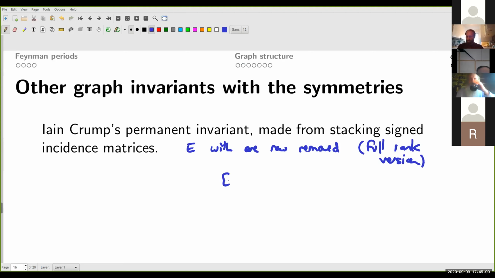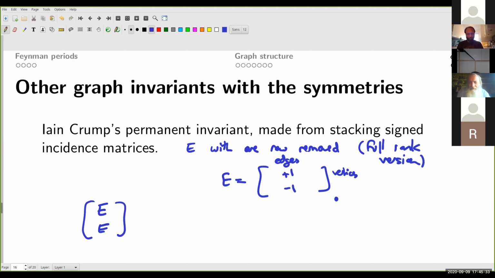So what is that? E is, remember these are edges, and these are vertices, except there's one extra vertex that we've removed. And what do you do? You orient all the edges, you put a +1 for one end, a -1 for the other end, and zeros everywhere else. And then if you do that, you could stack these up to make a square matrix. So for the sort of graphs we've been talking about a lot that are 4-regular but with 1 vertex removed, if you stack 2 copies of this up, you'll get a square matrix.